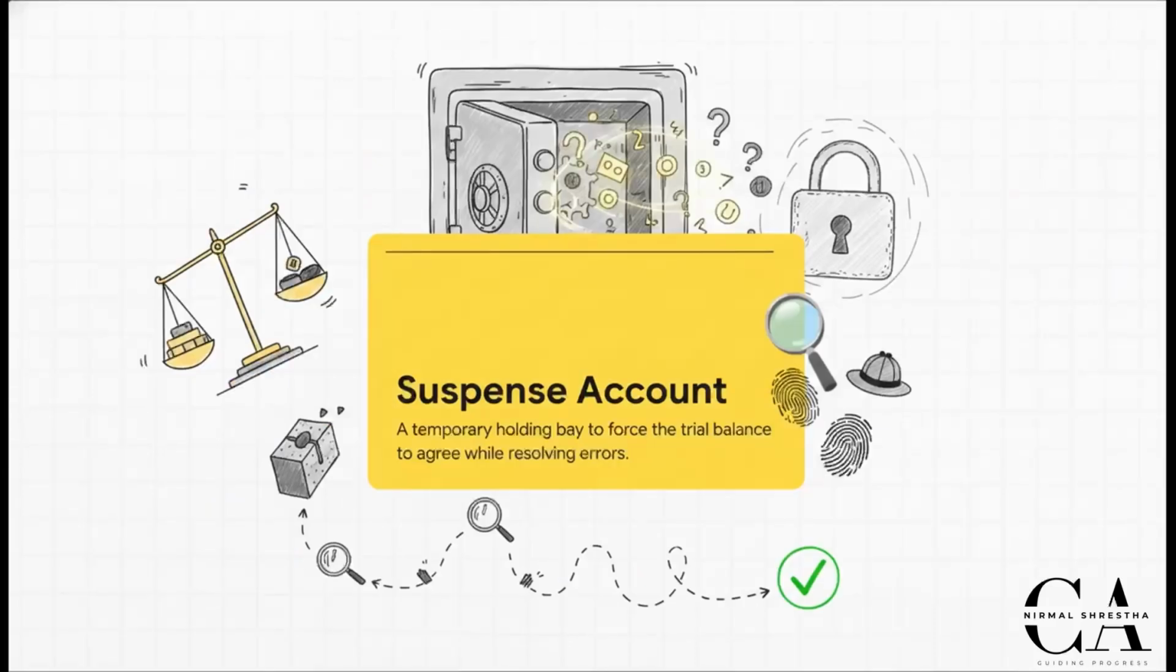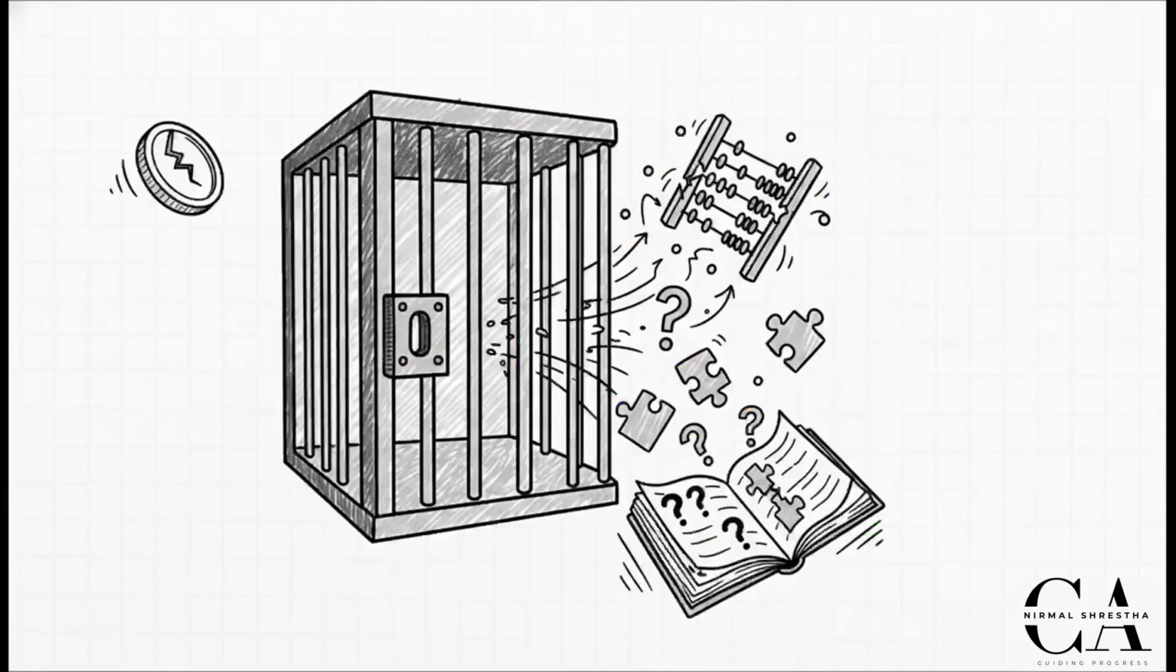Enter the suspense account. Think of this as our financial evidence locker. It's a temporary holding bay where we plug that unexplained difference, which artificially forces the trial balance to agree. And this is crucial because it keeps the whole broader accounting machine running while we, the financial detectives, take the time we need to thoroughly investigate the discrepancy, track down the missing numbers, and clear that account right back to zero.